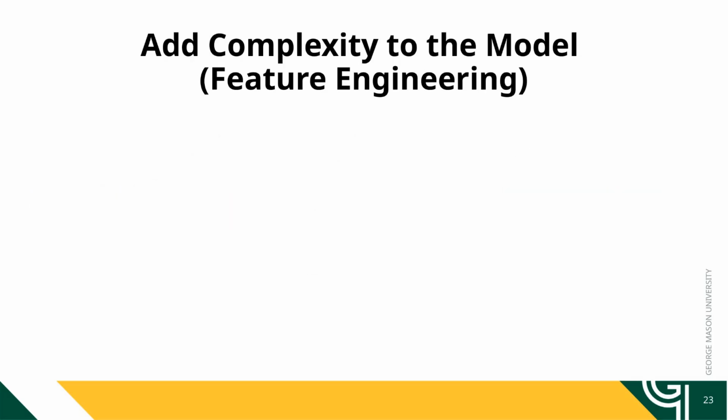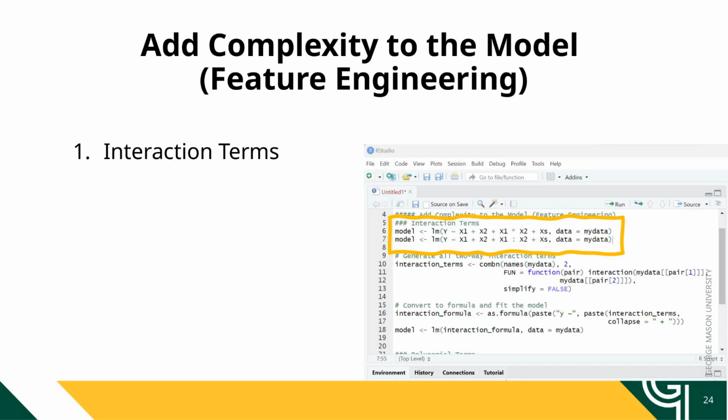Once you've established that a simple model doesn't capture all relationships, it's time to increase complexity step by step. Interaction terms. Sometimes, the effect of one independent variable on the dependent variable depends on another independent variable. For example, the effect of exercise on weight loss might depend on the person's diet. To account for this, interaction terms can be added to regression models using either a star or a colon.